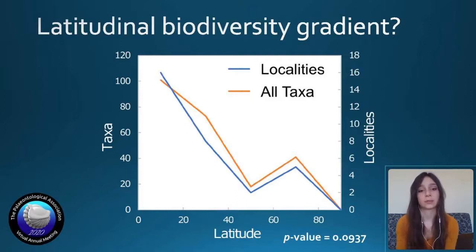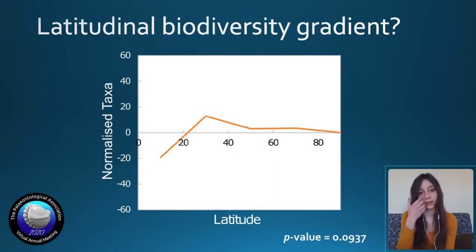And if I took this blue line away from the taxonomic diversity in the orange, represented by the orange line, to see the deviations from the expected distribution if sampling bias was uniform and if the expected distribution were uniform across all latitudes, you can see that the deviations are minimal and we can't actually distinguish a latitudinal biodiversity gradient from the sampling bias during the Ediacaran.